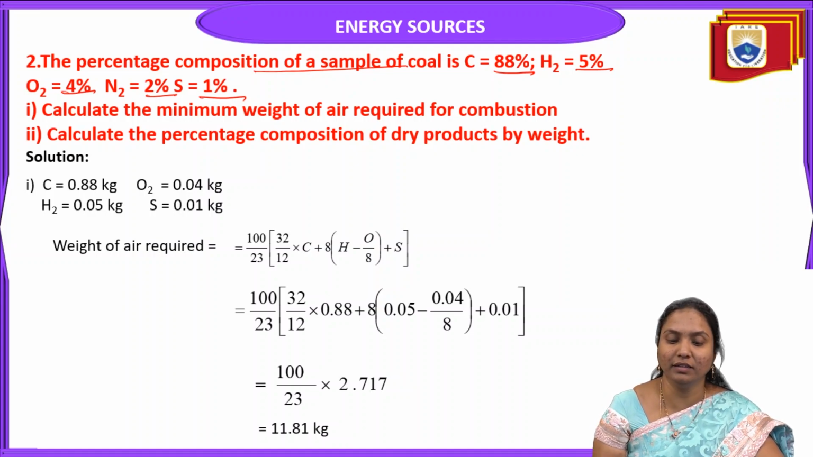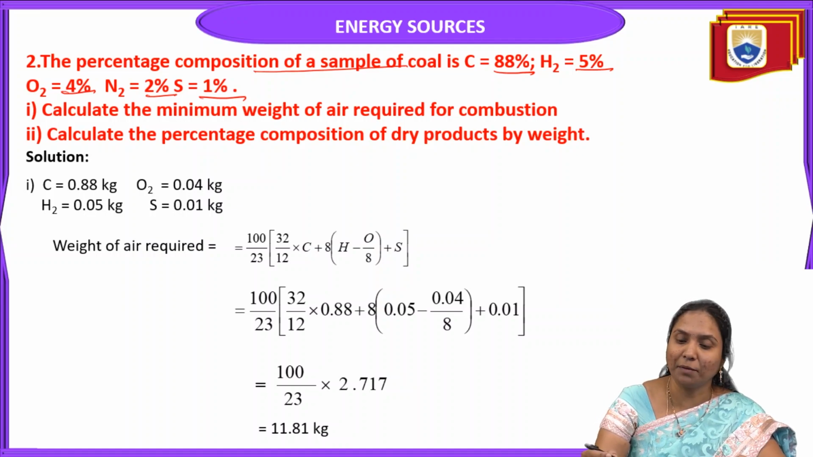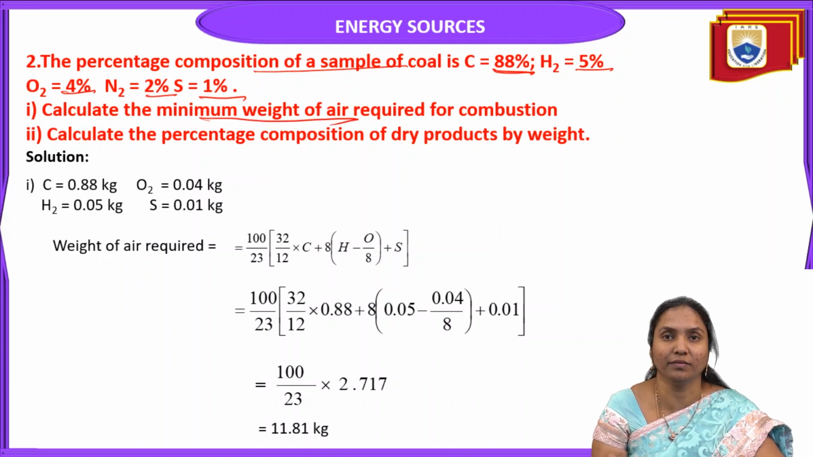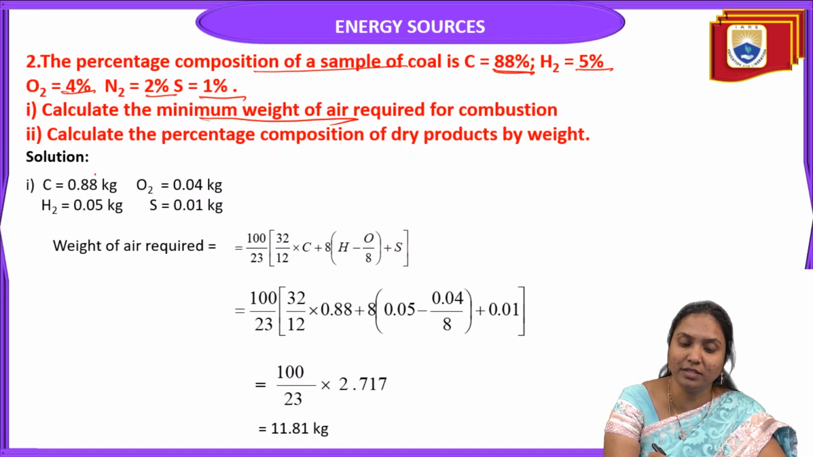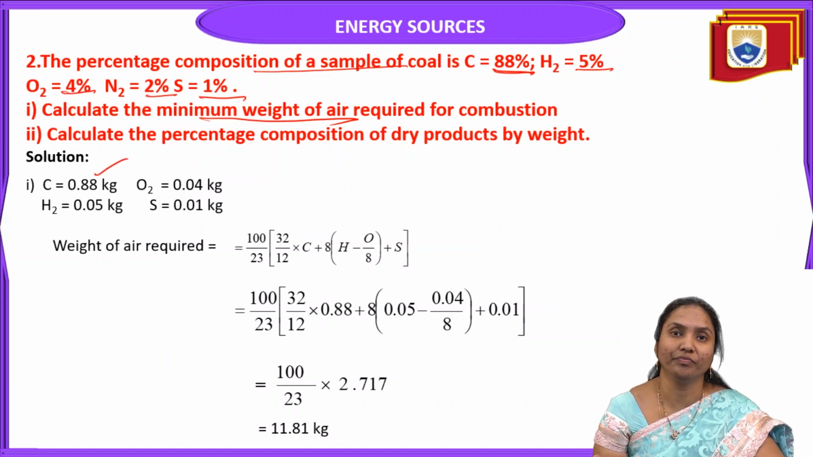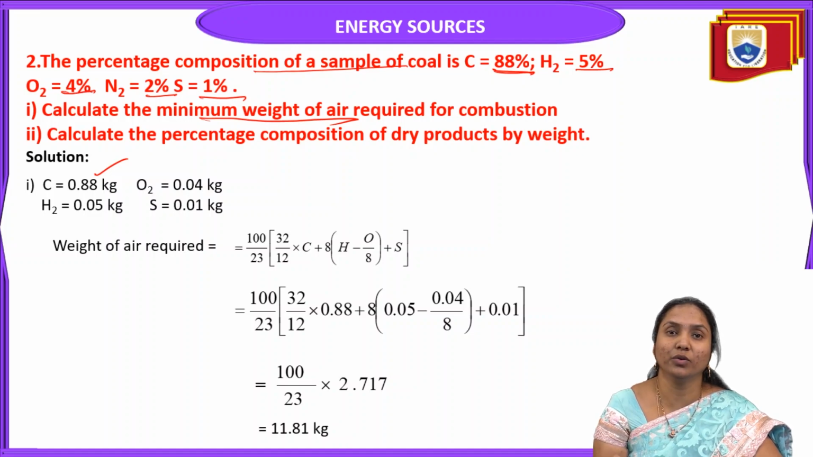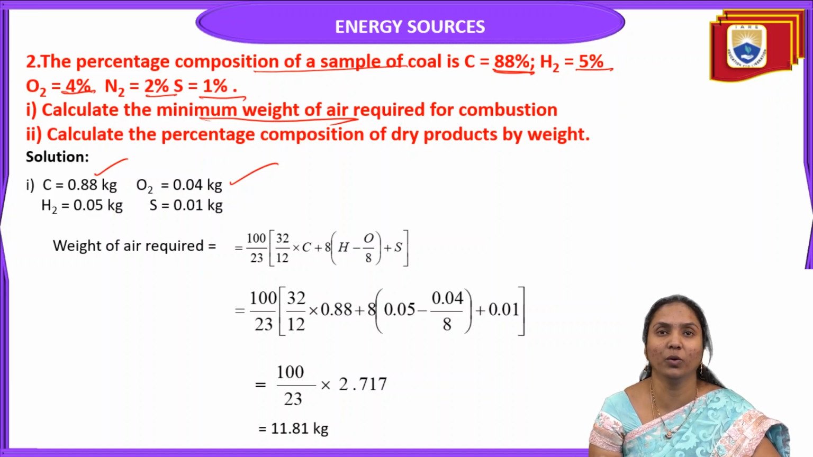So how can we calculate the minimum weight of air required for complete combustion? First, carbon percentage is 88. We can convert it into weight because here we calculate the minimum weight. So we convert the percentage into kilograms. Carbon weight is 0.88 kilograms. And oxygen percentage given in that problem is 4%, so we get 0.04 kilograms, 4 by 100.